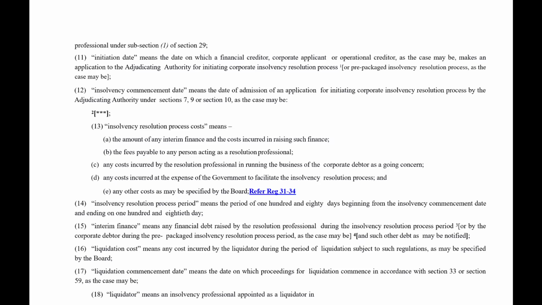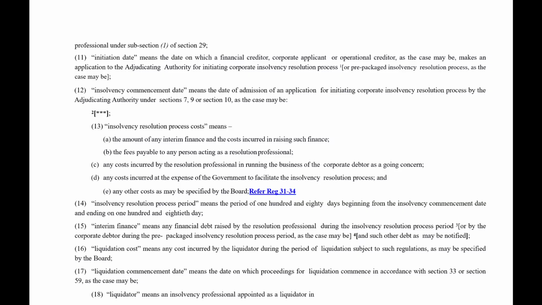Any cost incurred at the expense of the government and any other costs. Insolvency resolution process period, because it is considered to be a time-bound process. So this insolvency resolution process is a period of 180 days, right? And time runs on a day-to-day basis. There are no holidays, etc. Right? So from day 0 to 180 days, it will end on the 180th day with no gap in between.